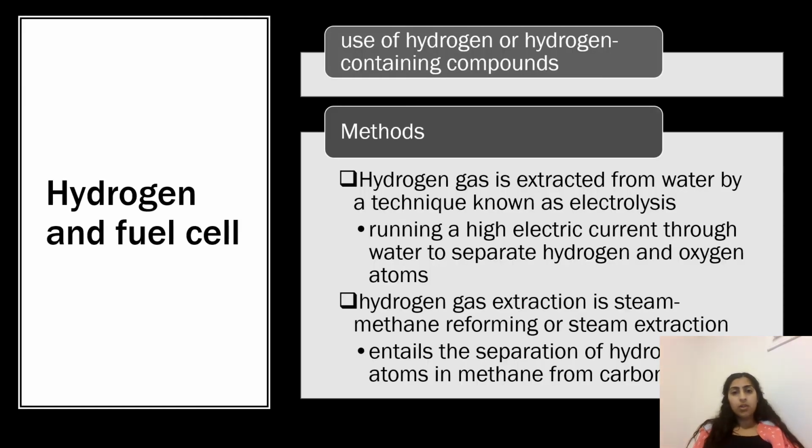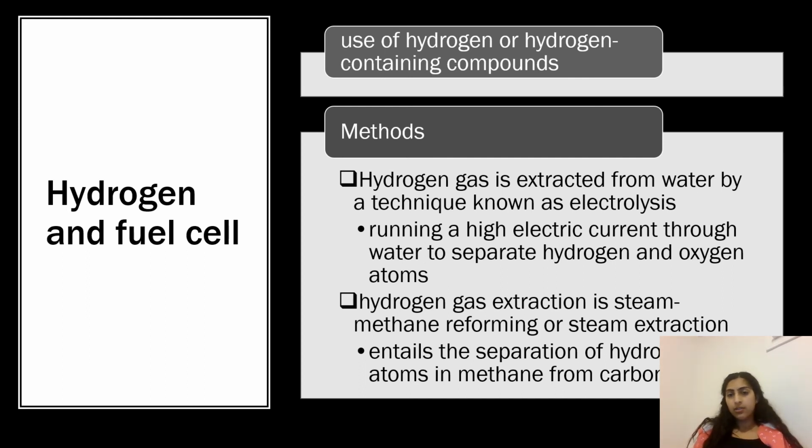So from here on, we will talk about hydrogen and fuel cells. So what a fuel cell is. A fuel cell is an electrochemical cell that converts the chemical energy of a fuel, which basically is hydrogen, and an oxidizing agent, which is oxygen, into electricity through a pair of redox reactions. There are some methods of how we produce hydrogen gas here. So first it's electrolysis, and then we have steam extraction.